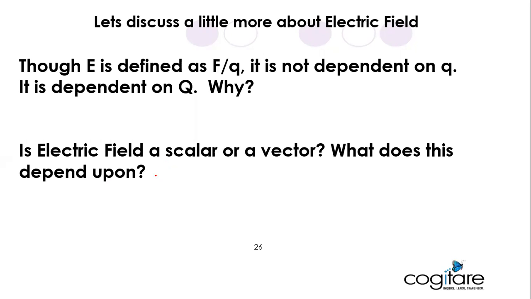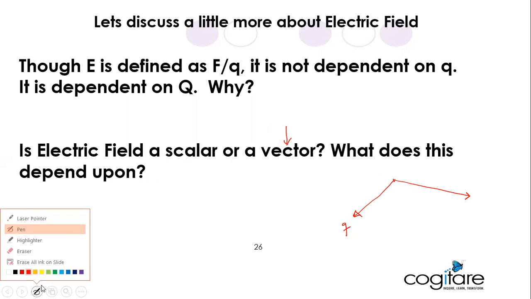Okay, so we have already discussed this. Electric field is a scalar or a vector? The answer is it is a vector. And what does this depend upon? This depends upon the distance vector or the displacement vector, in which direction we are placing the second charge. So based on that, E is going to be dependent.